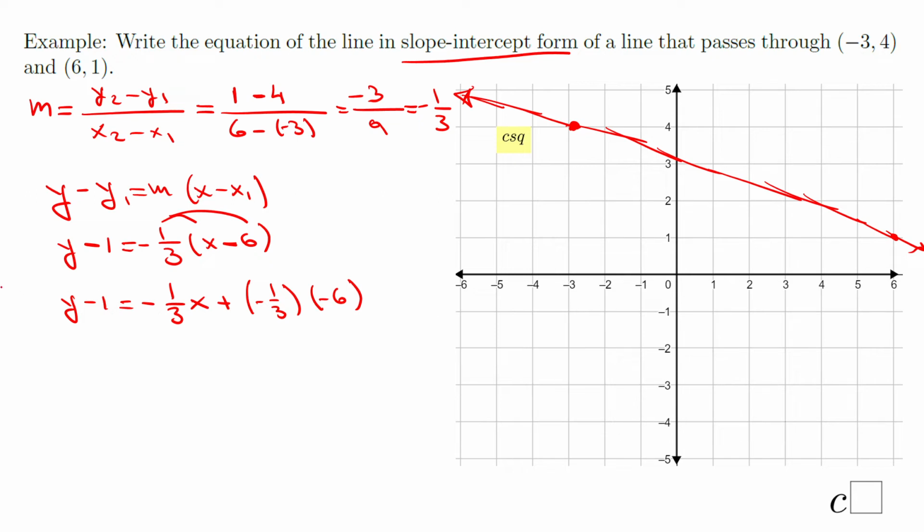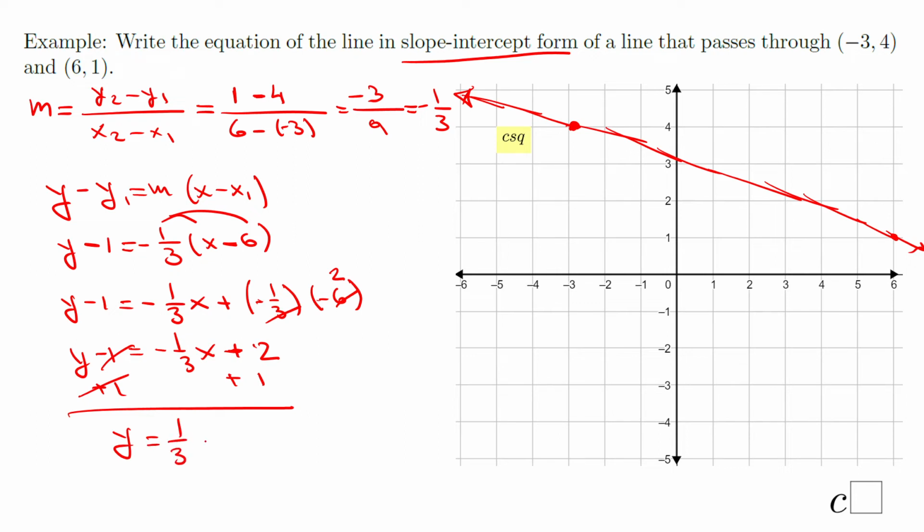And let's see what we get. We get y minus 1 equals negative 1 over 3x. These double negatives cancel out, and this 3 goes in this 6 2 times. So you have 1 times 2. So that will be minus, in fact, plus 2. And the last step is to add 1. And let's see what we get. This is the last step. Negative 1 over 3x, and 2 plus 1 is 3. This is the answer for this problem.